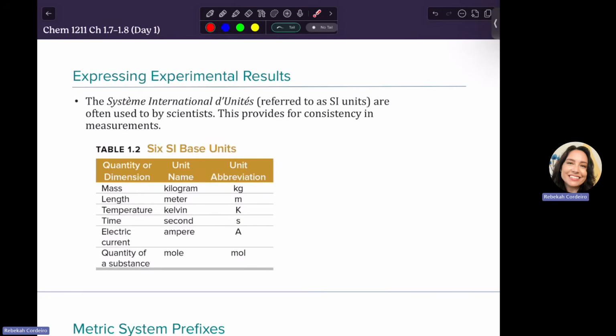When you're taking lab, you will definitely be using a lot of these different units, and you will need to make sure that you know how to report your results when you're measuring something. And so these are our SI-based units.